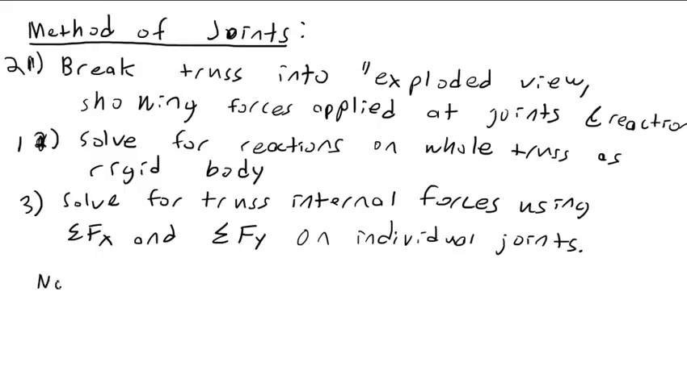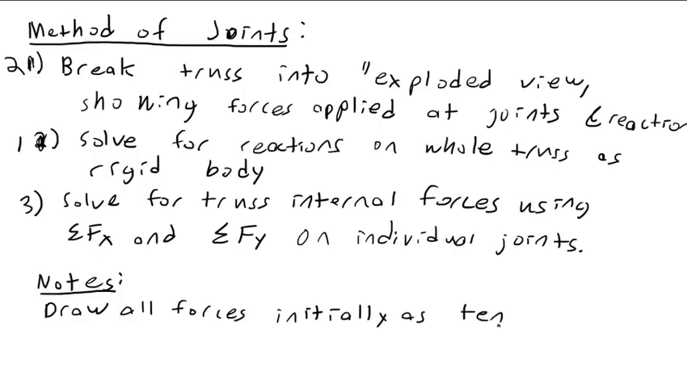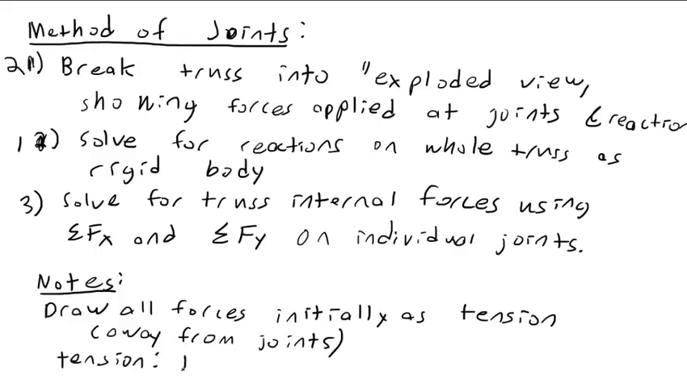A few notes. Draw all forces initially as tension. Tension would be away from joints. In our sign convention, tension is positive, and compression is negative. And that's the method of joints in a nutshell.